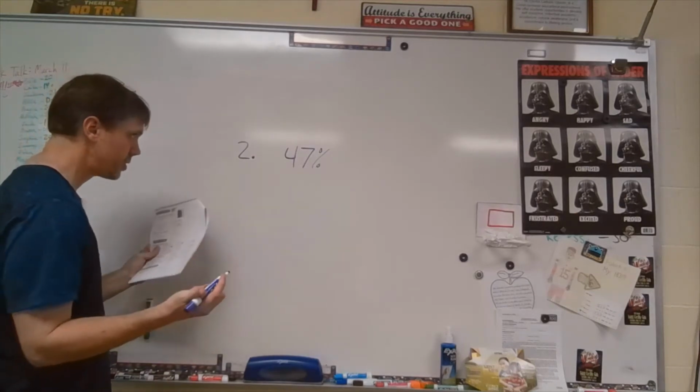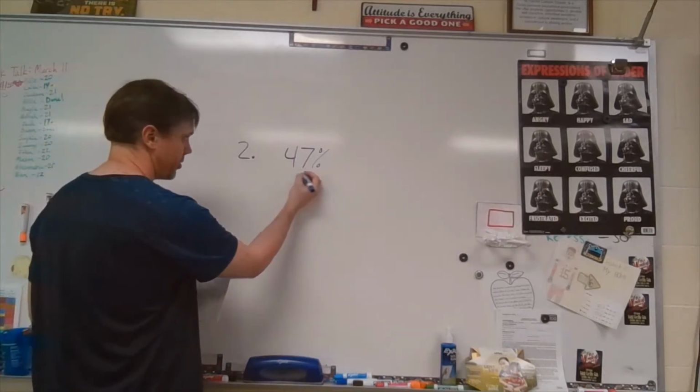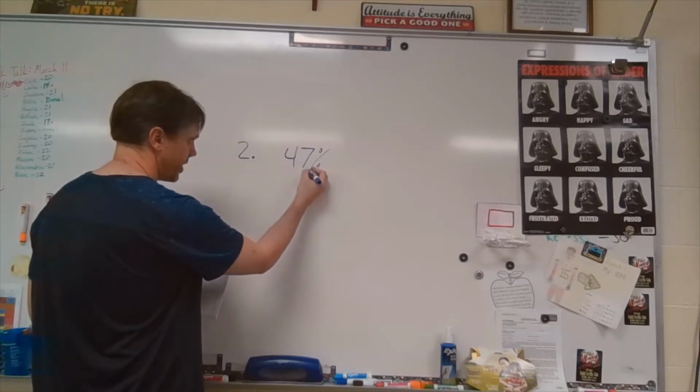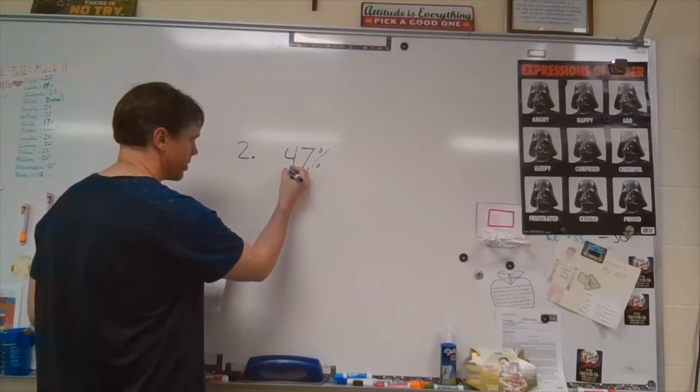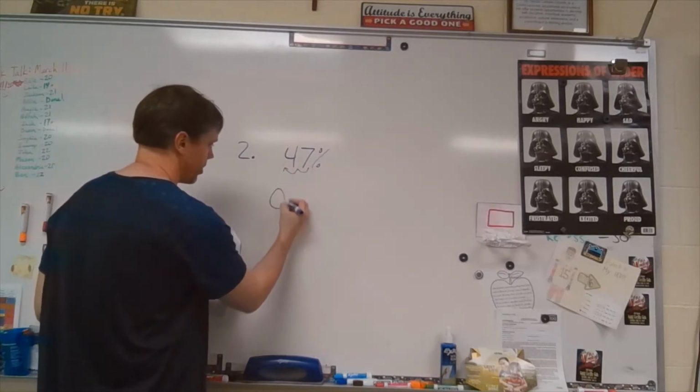Now, like I said, if we're converting from percent to a decimal, we're just moving that decimal point, which is technically right there, and we're just moving it over 2 spots. So it becomes 0.47.